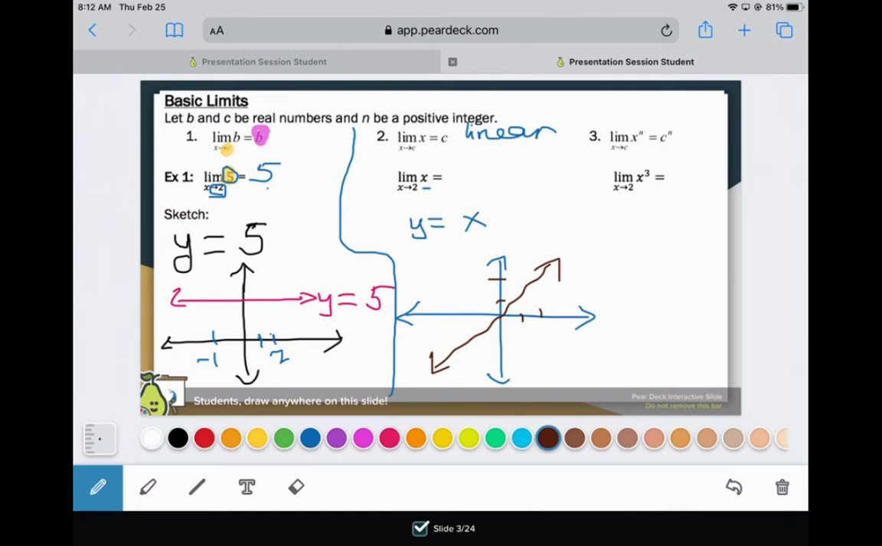So if you look at the limit of this function, let's say I want to find the limit at 2, this is the example I'm using. What is the limit at 2? What is the value? It would be 2. What about at 1?